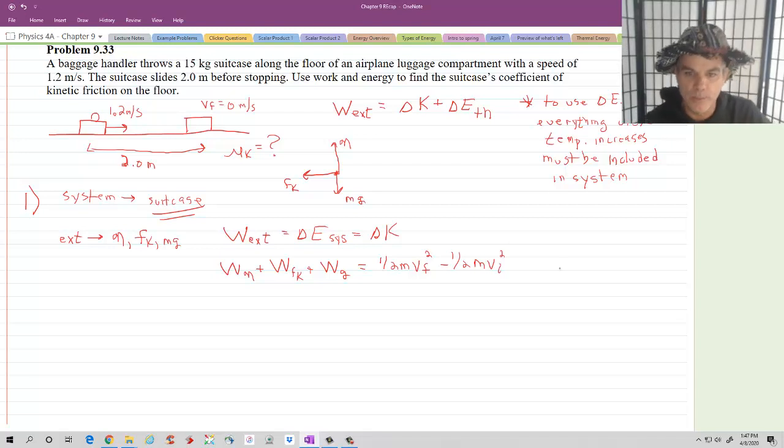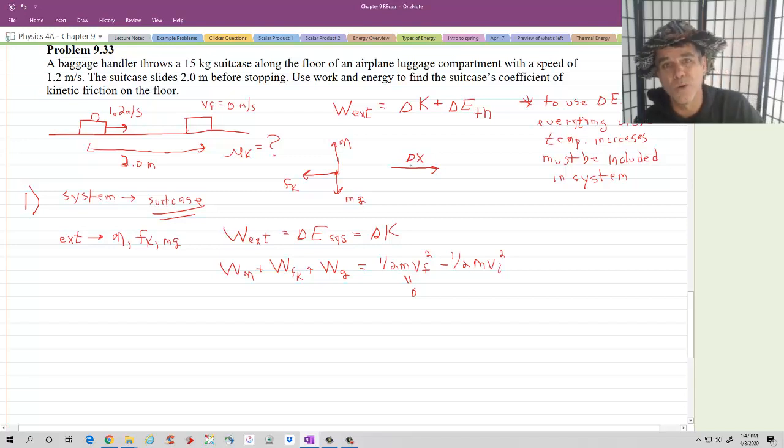Which 3? Well, this suitcase ends up at rest, which means its final speed is 0, which means its final kinetic energy is 0. What other 2 are 0? Well, remember that this object is getting displaced delta x to the right. So when I go to calculate the work done by the normal force, the angle I would use is 90 degrees, which means the work done by the normal force is 0. When I calculate the work done by gravity, again, I'm going to get 0 because the angle between the force of gravity and the displacement is 90 degrees.